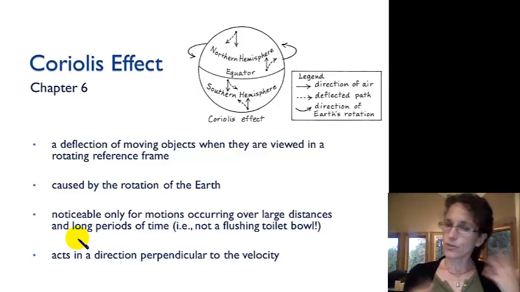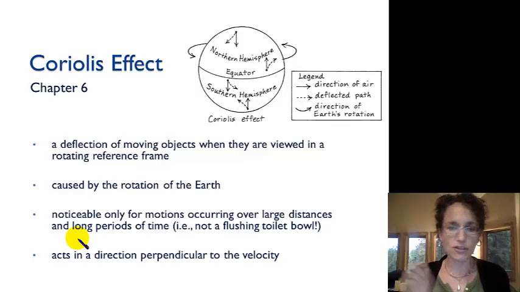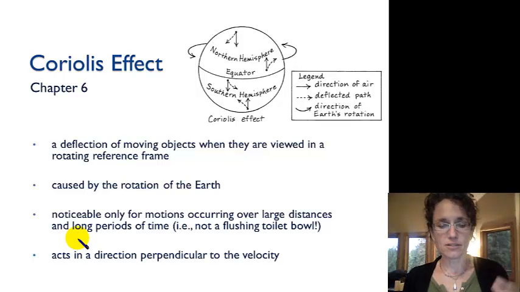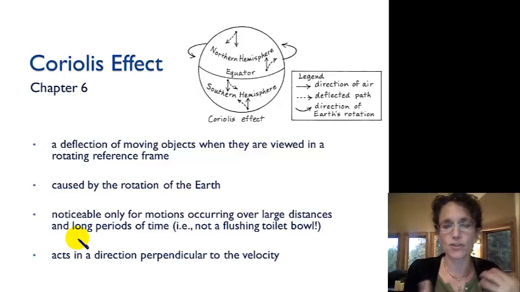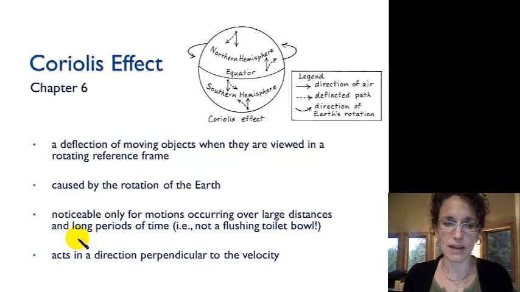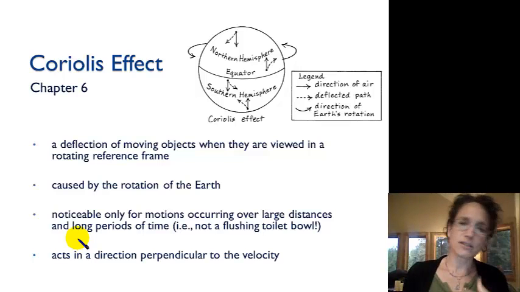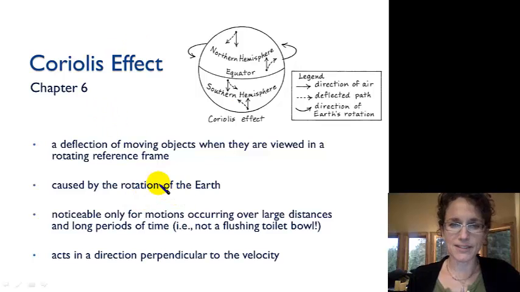So you hear people talk about, oh, when you go to the southern hemisphere, if you go to New Zealand and you flush the toilet, it spins in the opposite direction. That's actually a fallacy, because the scale of a toilet bowl flushing is far too small for the Coriolis effect to actually have any impact. So we're talking about motions of ocean currents that are flowing on a continental scale, and our big wind currents that are flowing over large distances and long periods of time.